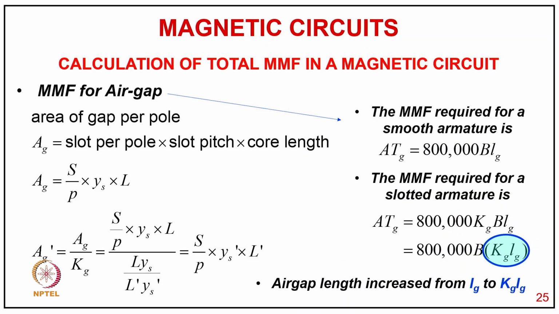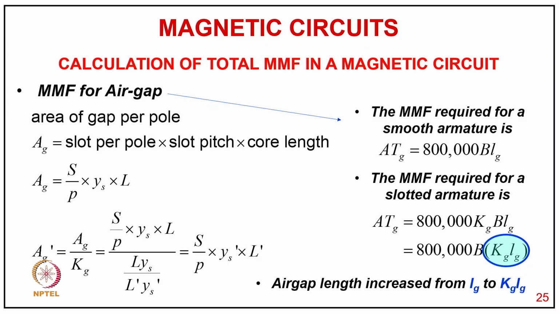Now coming to the area of the gap per pole, AG is equal to slots per pole into slot pitch into pole length, and that is AG equal to S upon P into Ys into L. AG dash will be AG upon Kg, that is S upon P into Ys into L divided by L Ys divided by L dash Ys, so it becomes equal to S upon P into Ys dash into L dash.